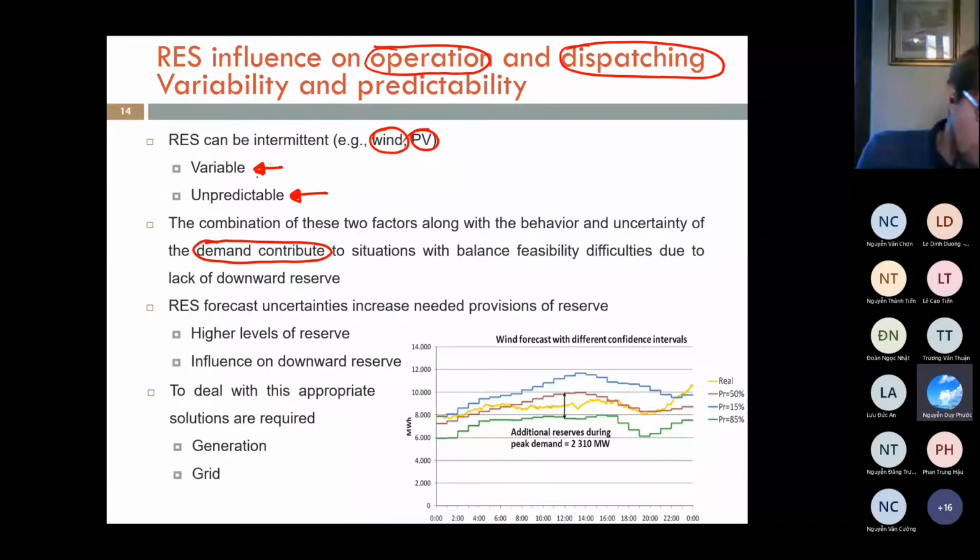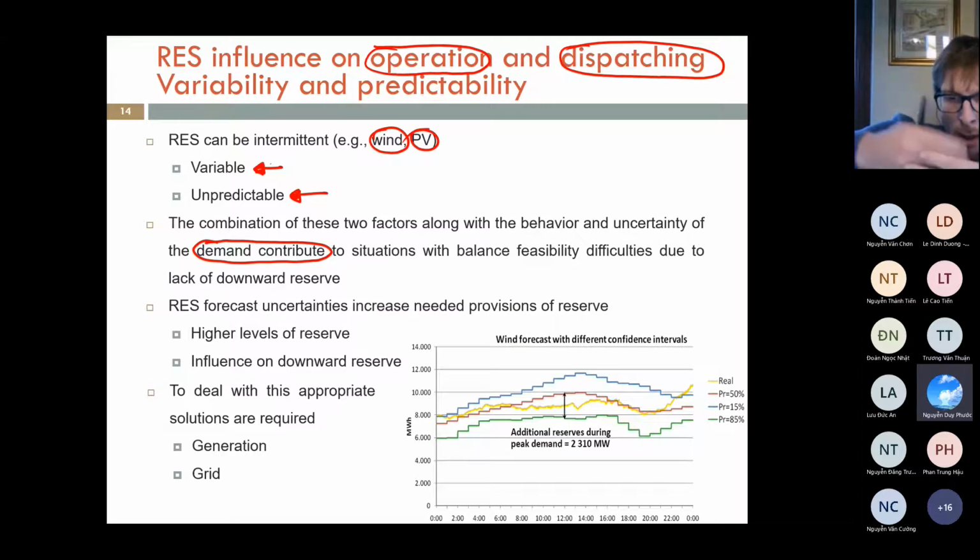I don't know if you remember one of the first slides I showed you. The TSO makes a forecast of tomorrow, and then there will be the real value of the load. And if you remember, there were two different curves which were very close but not so close. So if you sum up this uncertainty with the uncertainty of RES, it's not very easy to balance load and generation.